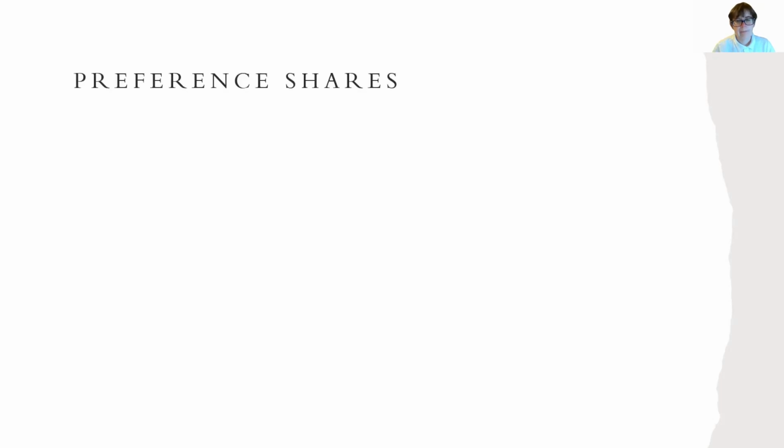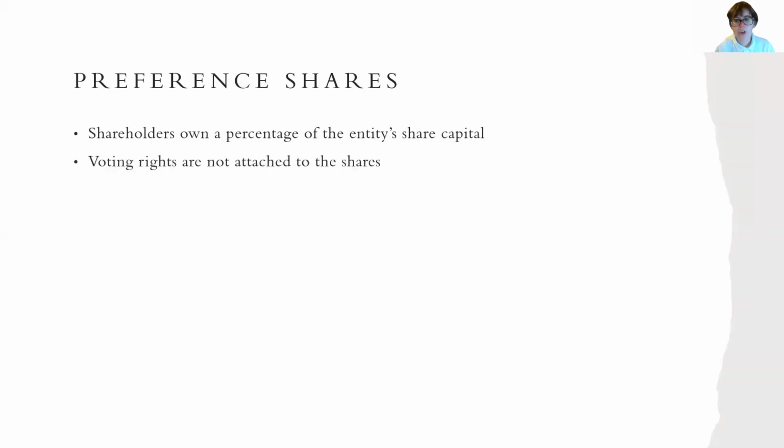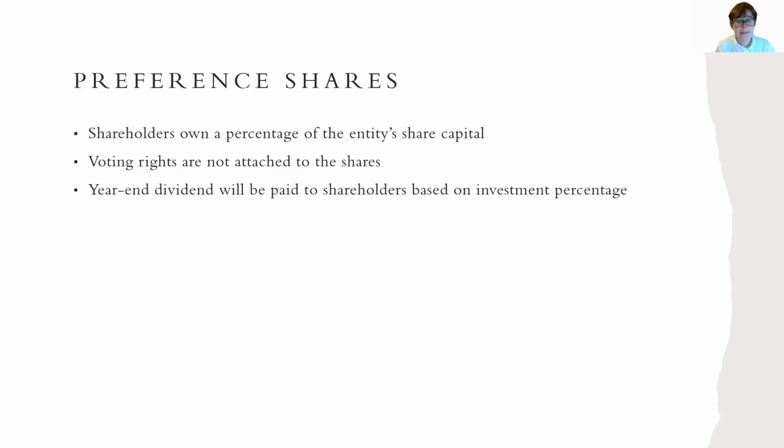Preference shares then. So shareholders own a percentage of the entity's share capital. Voting rights are not attached to the shares. The year-end dividend is going to be paid to shareholders based on an investment percentage, and this should be accounted for on an accruals basis.